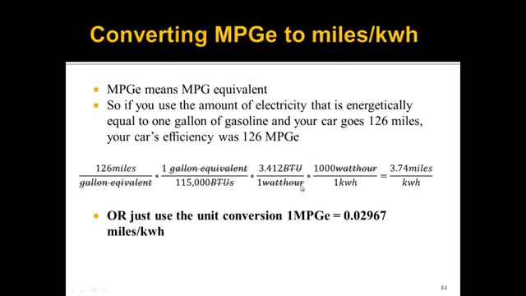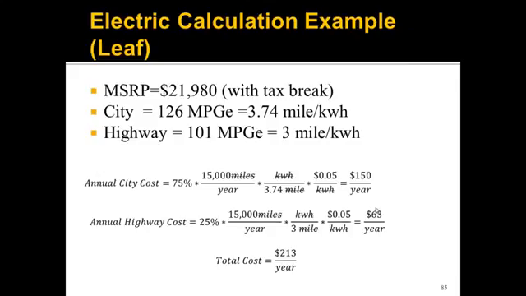We're going to want to do this calculation a bunch of times, and we don't want to go through all the steps. So what we do is we combine these three in the middle into one conversion factor. And what that means is that 1 mile per gallon equivalent equals 0.02967 miles per kilowatt hour. So we're going to use that from now on to convert our miles per gallon equivalent to miles per kilowatt hour. So let's look at the calculation for the Nissan Leaf.